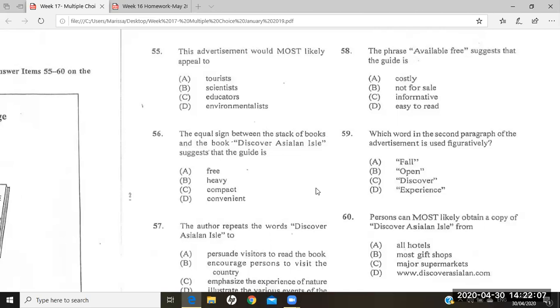So who would most likely be interested in this advertisement? Who would it appeal to? Would it be tourists, scientists, educators, or environmentalists?